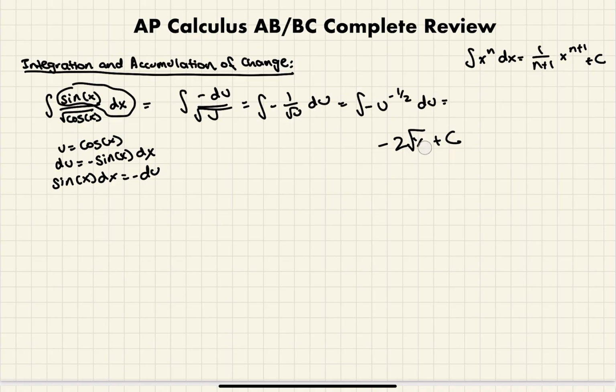And remember, it's u, not x. And then we just plug u equals cosine of x back into this. So the result is negative 2 root cosine of x plus c, which is your antiderivative.